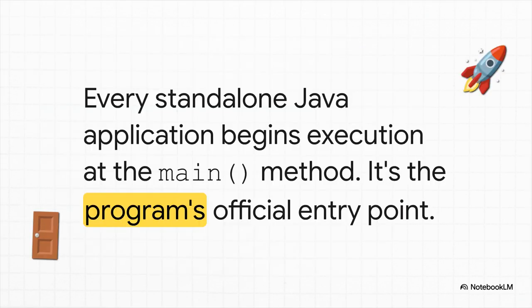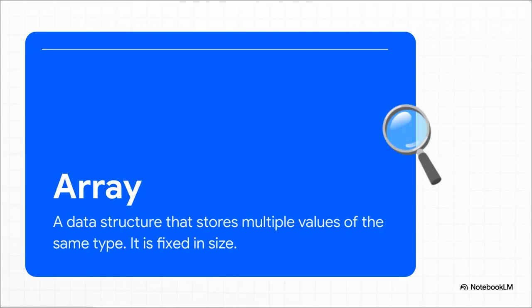Now, of all the methods you'll ever write, there's one that's extra special, the main method. You can think of it as the front door to your entire application. When you tell Java to run your program, the first thing it does is look for this exact method. And that's where everything begins. Every single standalone program has to have one. It's not optional. So that's how we organize our actions.